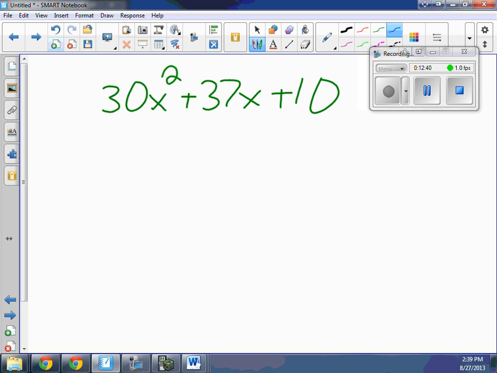Write it in your notebook. It'll be good for you to follow along. So I create a 300x squared, and then I look for the factors of 300 that add to be 37. What do I know about the signs? This number tells me they're the same, and this number tells me they're both positive.